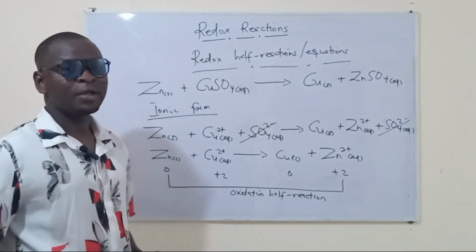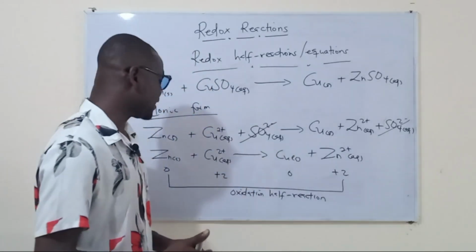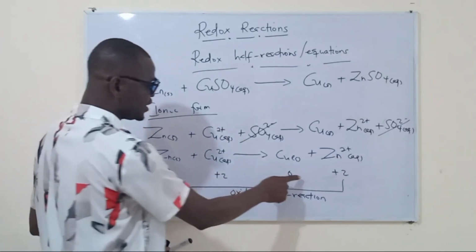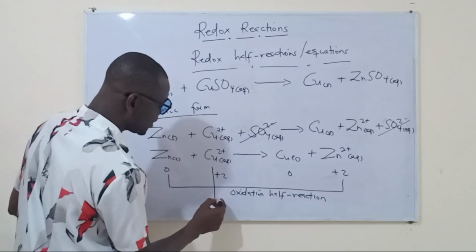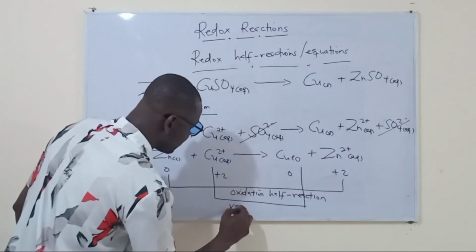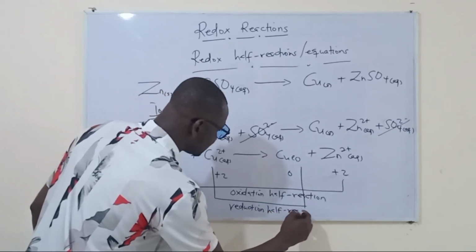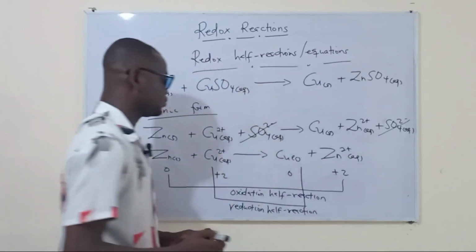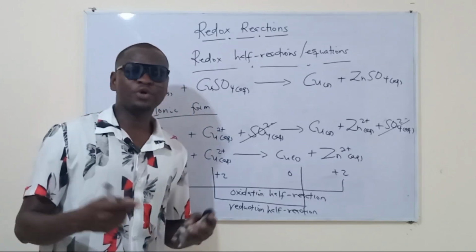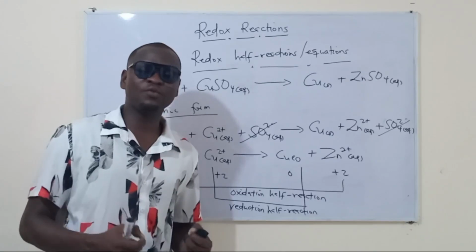Then reduction, according to our definition under redox, is the decrease in oxidation number of relevant species. So you will see that copper here was +2, and it decreased to 0. So this copper is undergoing what we call a reduction half reaction. That is how we identify oxidation half equations and reduction half equations in a given redox reaction.